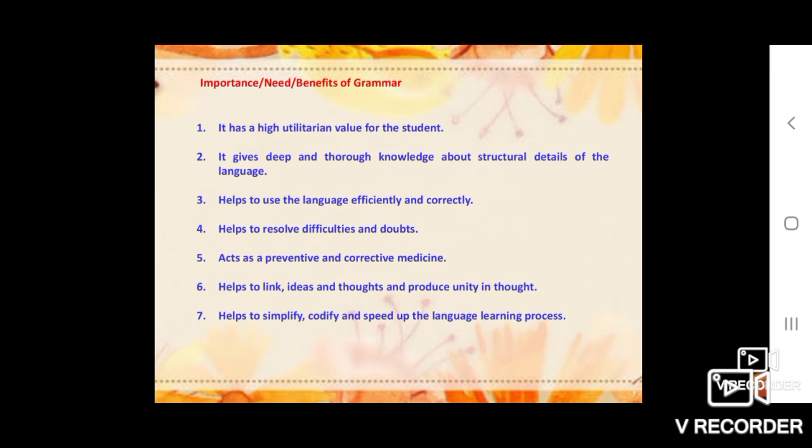This grammar helps to link ideas and thoughts and produce unity in thoughts. If there is creation of thoughts, it requires grammar to present it. It also helps to simplify, codify, and speed up the language learning process. Sometimes it is also seen that if you want to learn a new language and you are getting good command over it, then you keep continuing your learning, so it helps to boost your confidence for learning a foreign language.